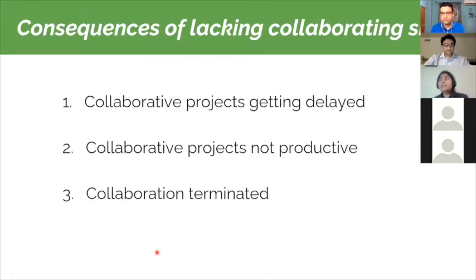So what are the consequences of having poor collaboration skills? What can happen? Here I'm giving some examples from a research lab. Your collaborative projects can get delayed, then you cannot be productive anymore. And definitely at the end of the day, your collaborative project will be terminated. So why is it like that? Why does it happen?